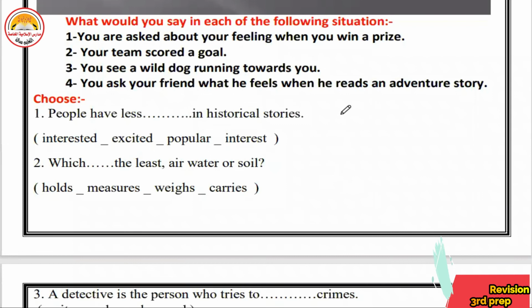Okay. Number 2, which space the list? Air, water, or soil? Holds, measures, weighs, carries. Okay, Ali? Weighs, very good, thank you.